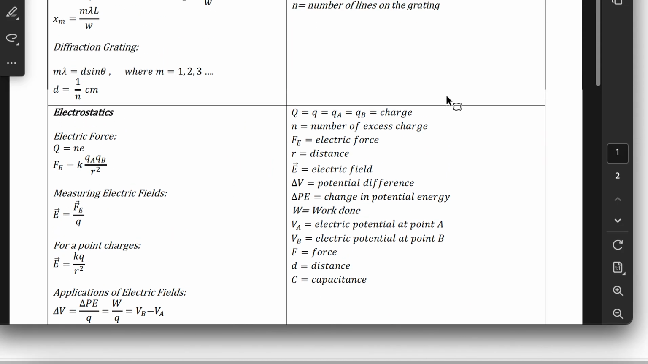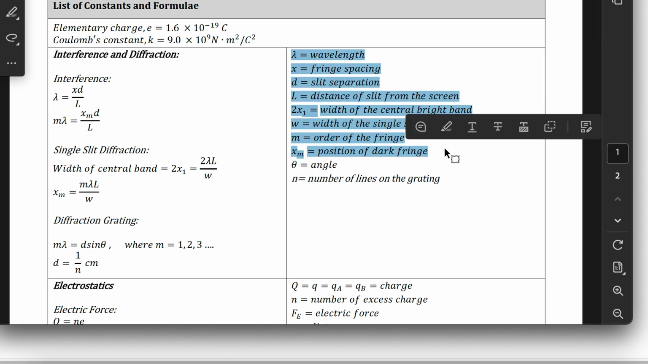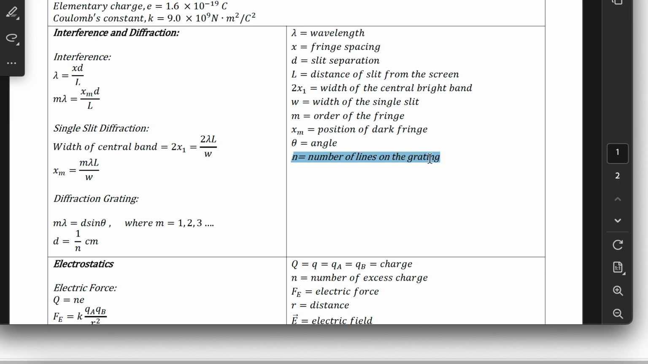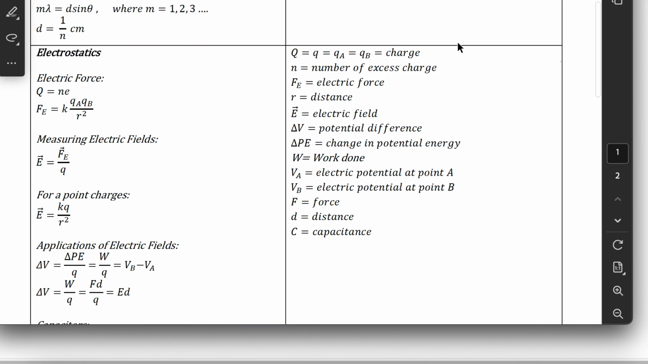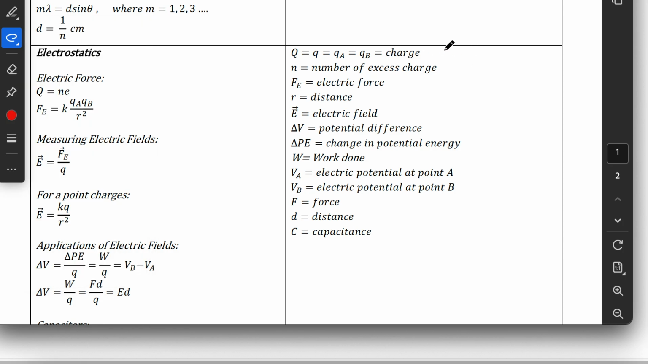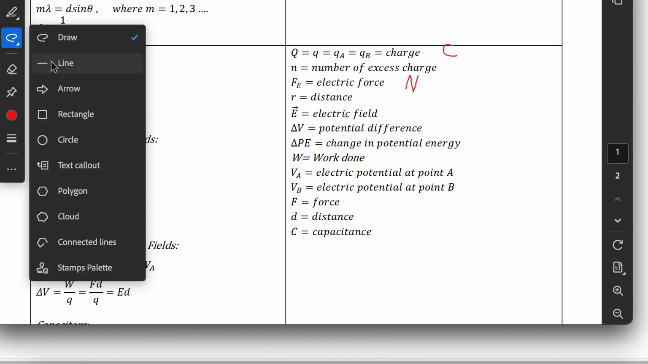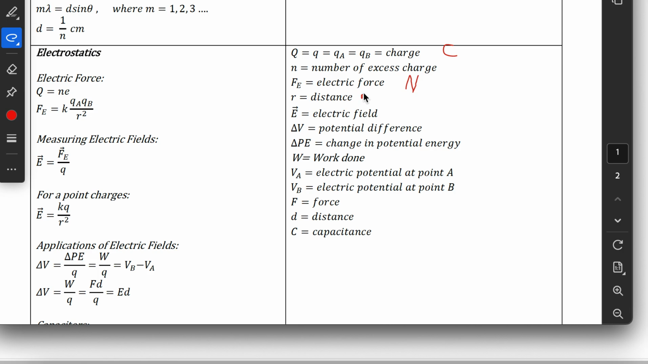Nice. Next thing, I'm just going to quickly go through the units for you. All of these units are meters. That's just degrees. N is just a number, it doesn't have a unit. Q we can use is charge, in coulombs. And then number of electrons, no unit. F, newtons. R is a distance, so for that distance I will simply use meters.